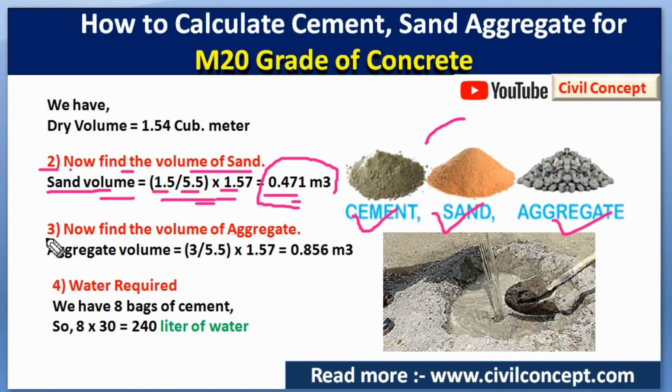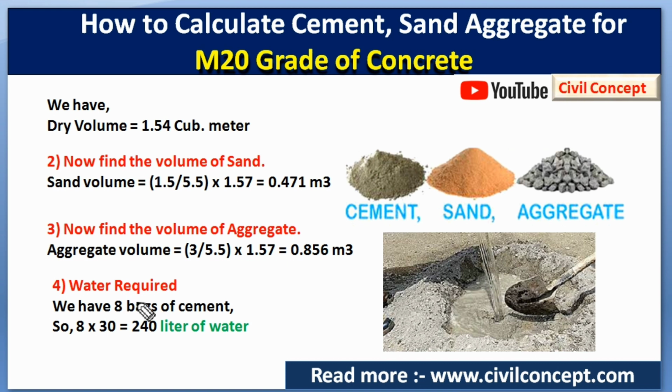In number 3, find the volume of aggregate, and we will apply the same formula. Aggregate volume will be the part of aggregate divided by the sum of the mix ratios, multiplied by the total volume of dry concrete. After calculating it, we will get 0.856 meter cube.